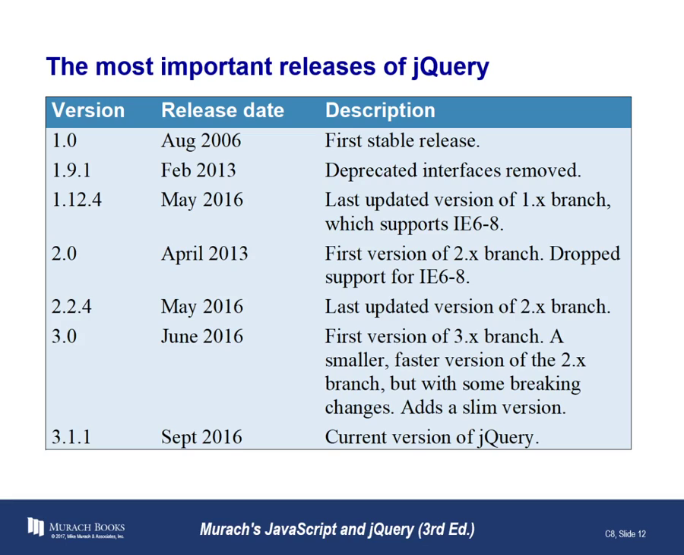So major addition changes are 1 to 2, 2 to 3. 2 doesn't support the old browsers. 3 is smaller and faster, but not backwards compatible with 2, and it adds a slim version. And then after that, you got the feature releases, and then you got the bug fixes and the speed enhancements.